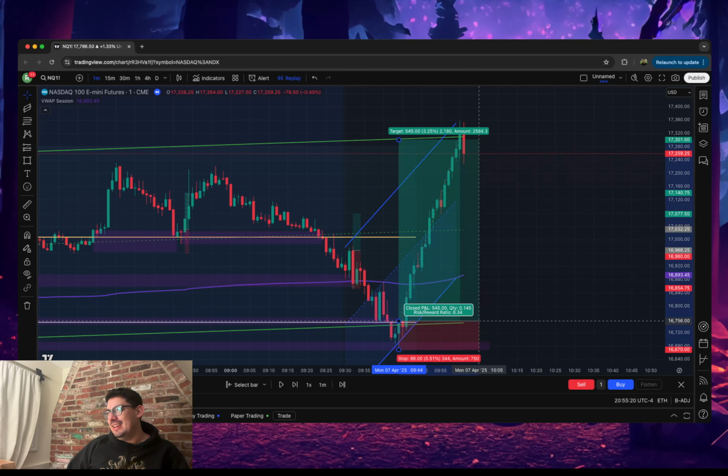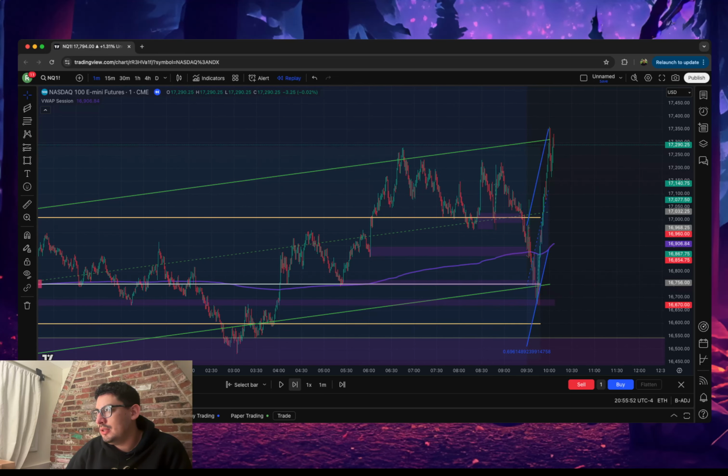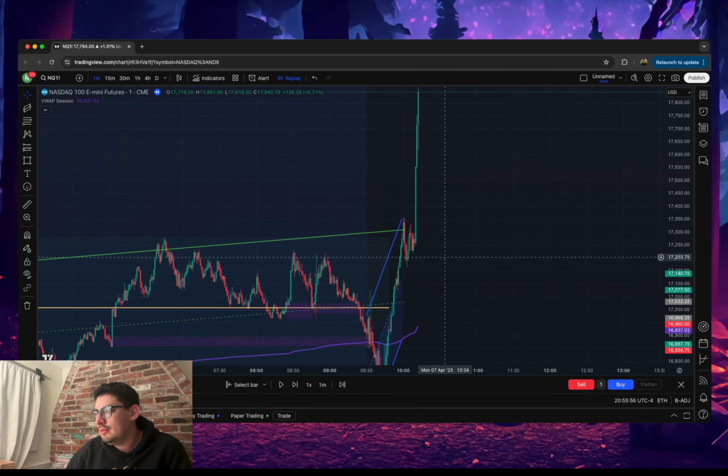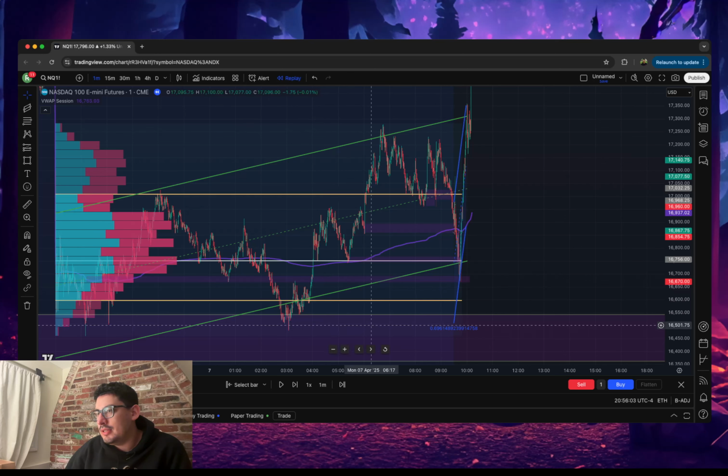But this is really respecting the higher regression channel. You can see how much it's respecting it at the moment. And maybe we break through here. What the heck? Okay, I really don't understand that, but that shit happens. And I don't think there was news at that time either. The majority of news was in the afternoon.